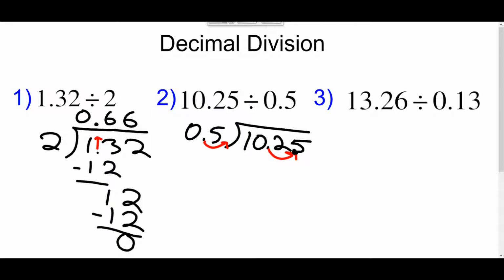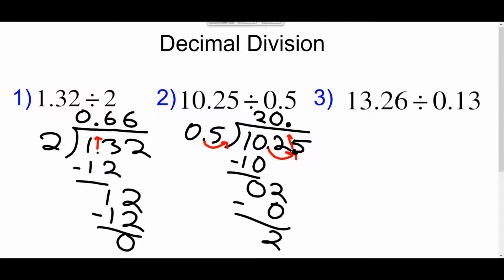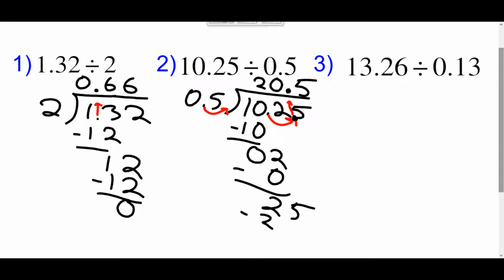Okay? And again, we want to bring that straight up. So our decimal is going to be right here. 5 goes into 10 2 times. Bring the 2 down. 5 cannot go into 2, so it's really important to remember that 0 there. Bring it around. Bring down a 2. Bring down a 5. 5 goes into 25 5 times. So we get 20 and 5 tenths, or 20.5. And there we go.